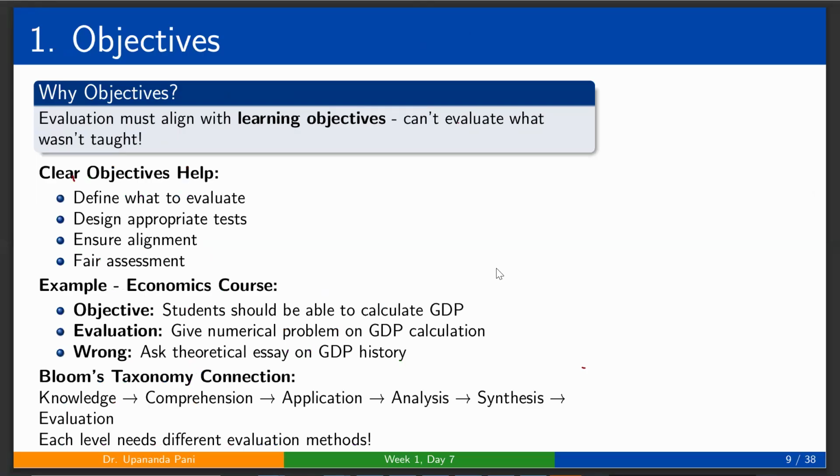Now first we will focus on objectives. Why objectives? Because evaluation must align with learning objectives. We cannot evaluate what was not taught. So clear objectives help to define what to evaluate, to design an appropriate test, to ensure alignment, and to do a fair assessment. Example, in an economics course, the objective is that the students should be able to calculate GDP. Evaluation is to give a numerical problem on GDP calculation. Wrong is to ask a theoretical essay on GDP history.